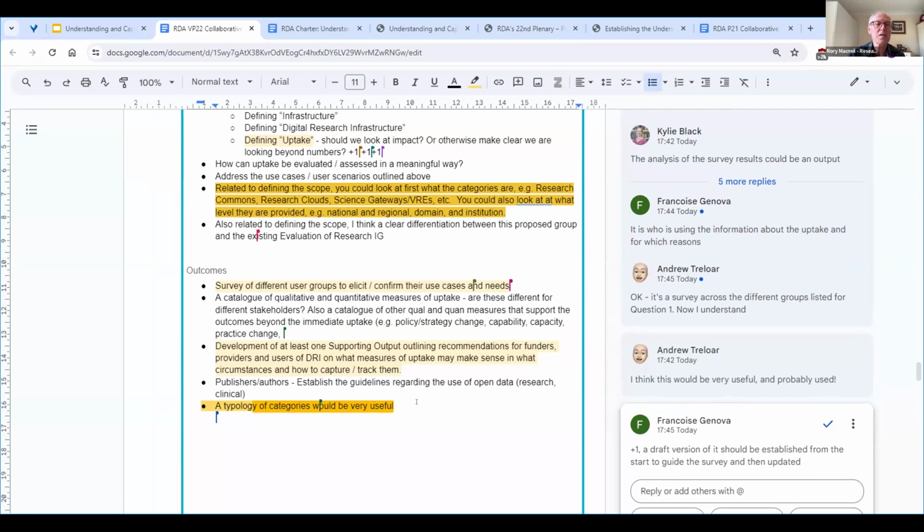If you look above, I said related to defining scope, you could look at first what the categories of the research infrastructure are, e.g. research commons, research cloud, science gateways, VREs. What I was suggesting is coming up with a typology of categories of research infrastructures, as it seems to me that's kind of a foundational thing. Otherwise, we don't really know what we're talking about.